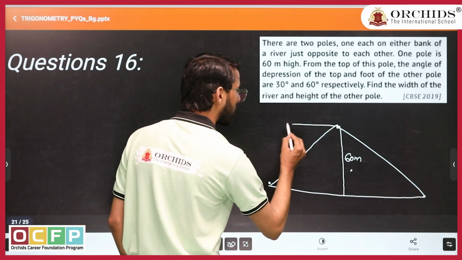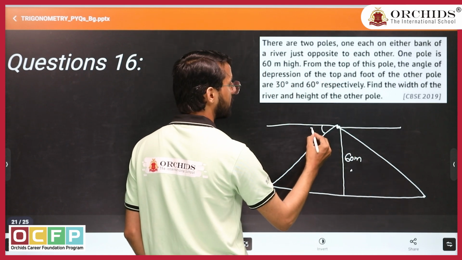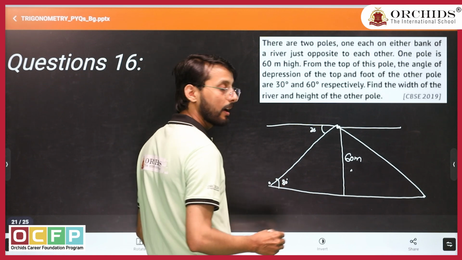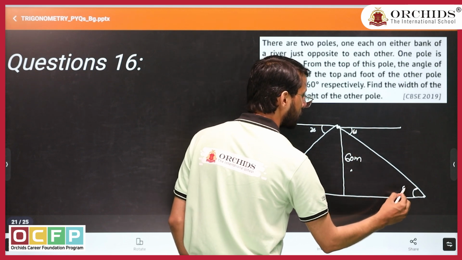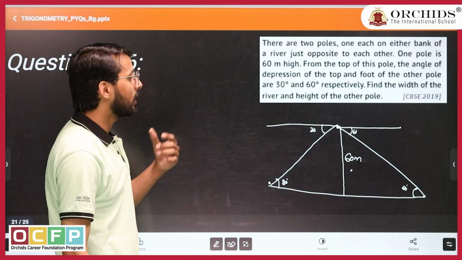What is the depression angle they are making? Can you see the first depression angle is 30 degree. This is also 30 degree by alternate interior angle. This is 60 degree and this is also 60 degree. Find the width of the river and height of the other pole.